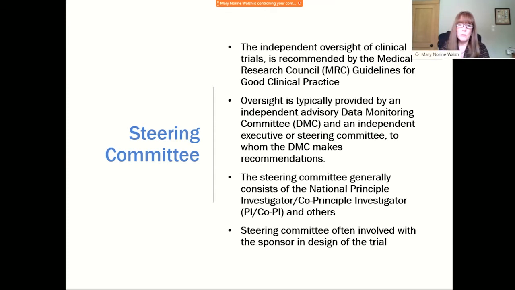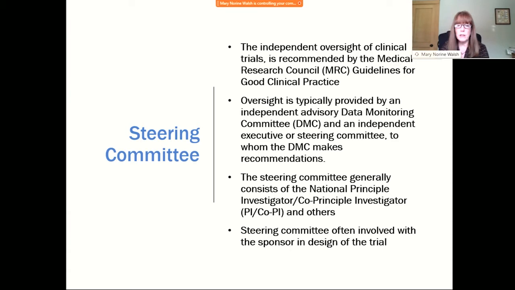The steering committee is responsible for the independent oversight of clinical trials. And there are guidelines, the Medical Research Council, as you see in the first bullet. The steering committee really is the one that helps the sponsor decide on site investigators. Often the sponsor has some very clear ideas because they've worked with site investigators before.